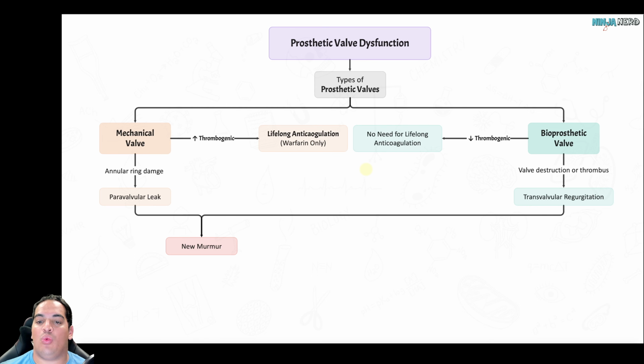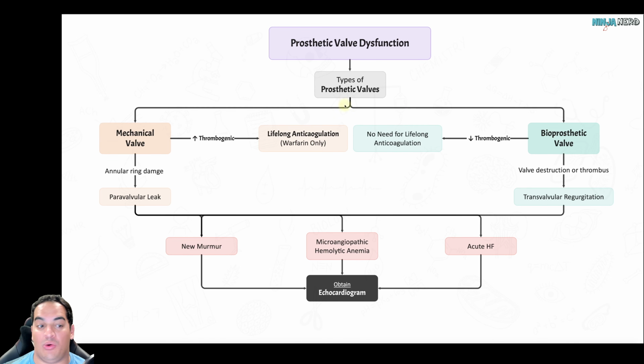If this happens, you want to be listening and saying, hey, do I hear a new murmur? That's one of the key features. If there is a new murmur that doesn't make sense to them, think about the prosthetic valve being dysfunctional. If that's not the thing that comes up on the vignette, think about weird things such as, do they have any anemia, especially microangiopathic hemolytic anemia, or are they in acute heart failure? If any of these things present, you should start thinking about a prosthetic valve that's dysfunctional, and then get an echocardiogram to determine which one of these valvular leaks it is.